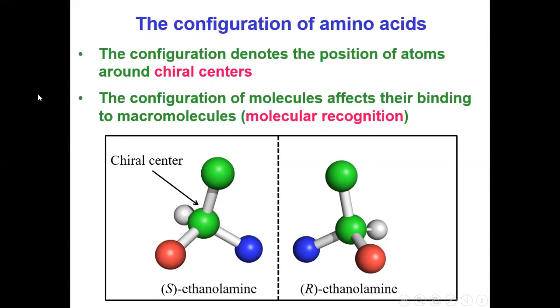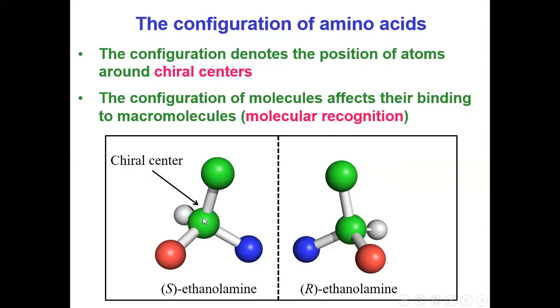When we refer to an atom as asymmetric or chiral, we mean that it is bound to different groups. In this case, we have the carbon atom, which in amino acids is the alpha carbon. And as we saw, it is bound to 4 different groups. So it is asymmetric or chiral. And when we have a molecule with a chiral center like that, the spatial distribution of the groups and atoms around this carbon is called the configuration of the molecule.